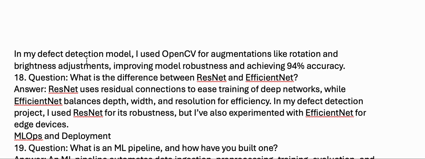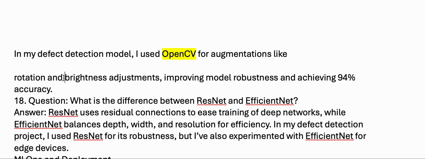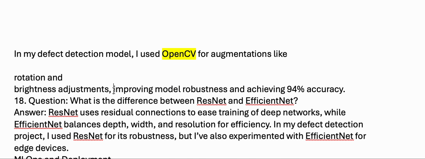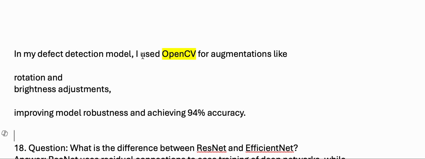In my defect detection model, I used OpenCV for augmentation like rotation and brightness adjustment, improving model robustness and achieving 94% accuracy.